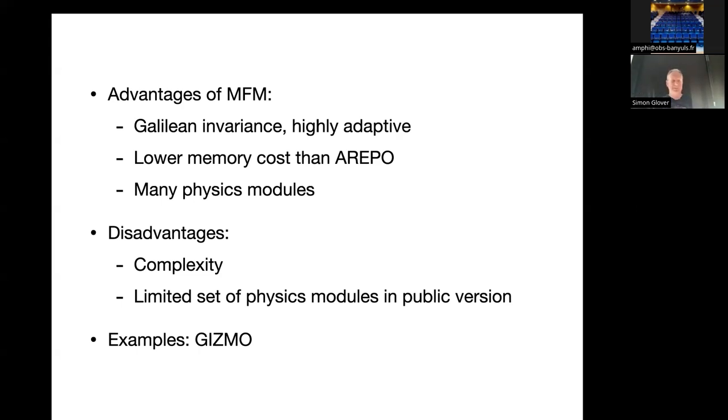Disadvantages, as with Arepo, it's a complex method. It's a lot harder to get your head around what it's actually doing than in an Eulerian code. And again, the public version has most of the interesting stuff taken out of it.